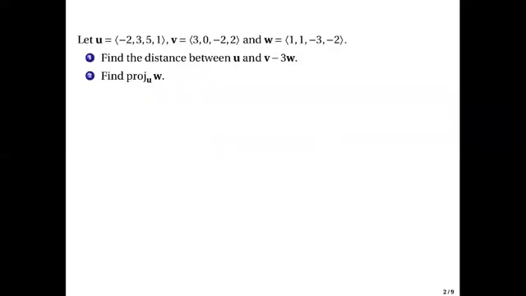So for the first problem, let us consider these vectors u, v, and w. Let u be the vector -2, 3, 5, 1, v be the vector 3, 0, -2, 2, and w be the vector 1, 1, -3, -2. We want to find the distance between u and v minus 3w. And then for the second one, we want to find the projection of w onto v.